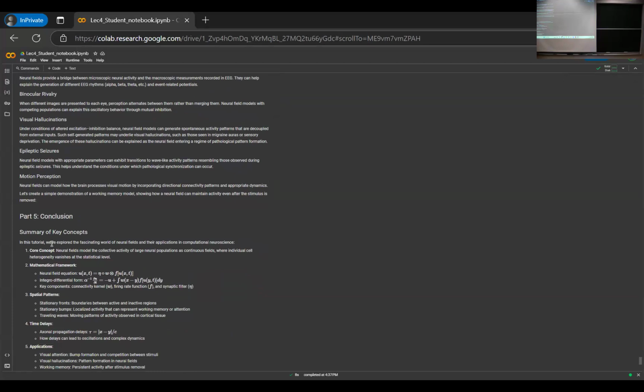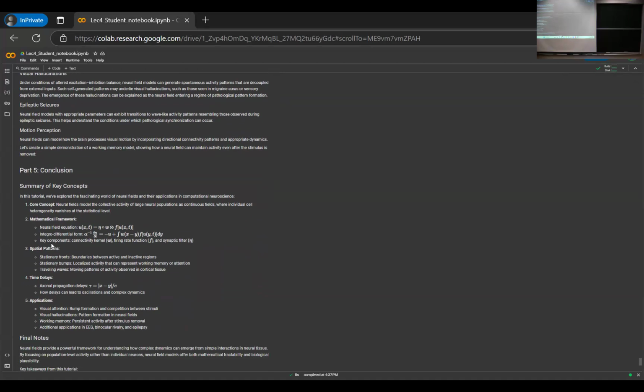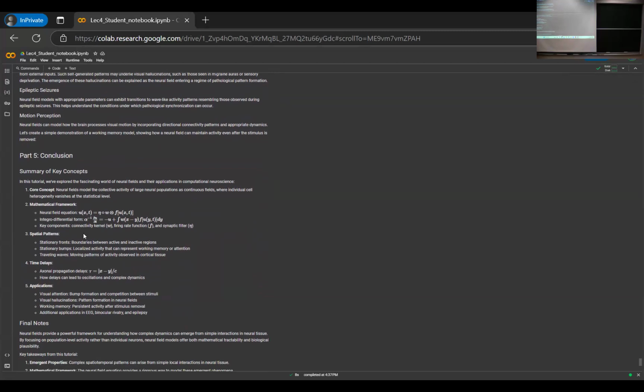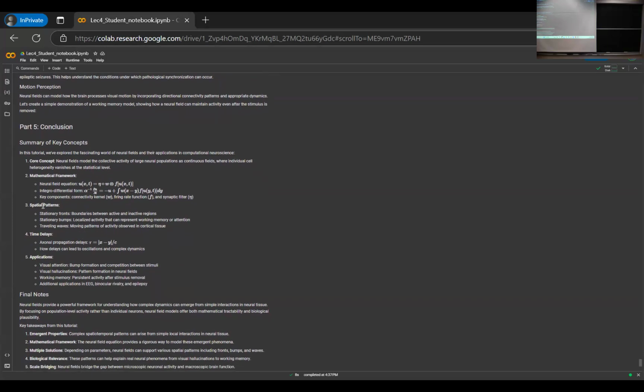So that was a fast run through of the tutorial, not gonna lie. I thought it would take much longer. To summarize, we went through the neural field equations. We broke them down to understand how they're constructed and what each part means, and the integral differential form of it. Then we looked at the different spatial patterns that we can get out of the equations, namely the stationary front, stationary bump, and the traveling waves. We didn't cover the time delays in this tutorial, but we also looked at the different applications, visual attention and working memory specifically.